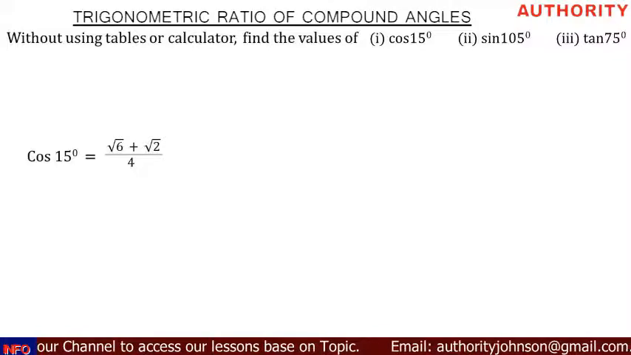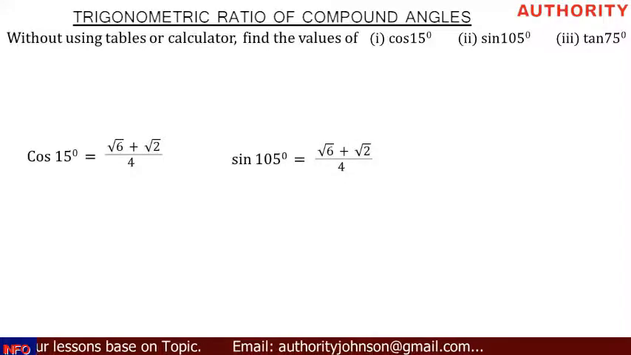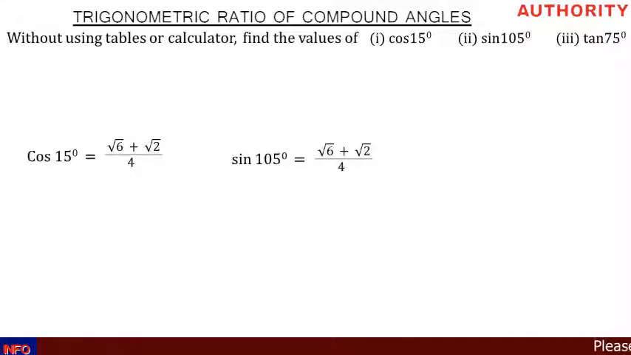And then when you search for sine 105 degrees, it's going to give you root 6 plus root 2 all over 4. You get it? Yes. So the question is, how is it solved that this value is obtained? That is what we're going to do.